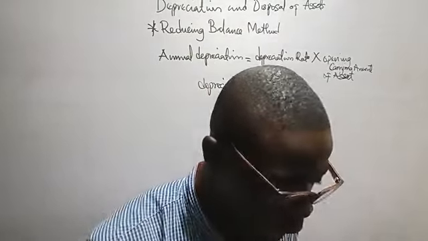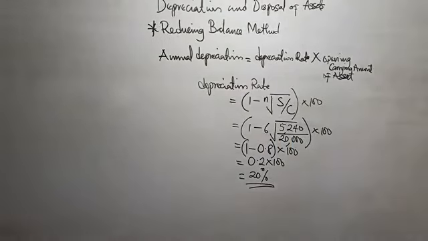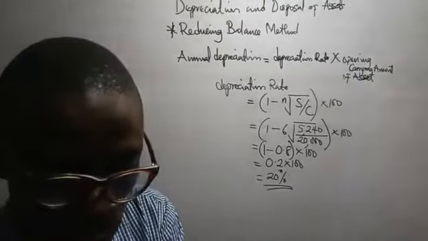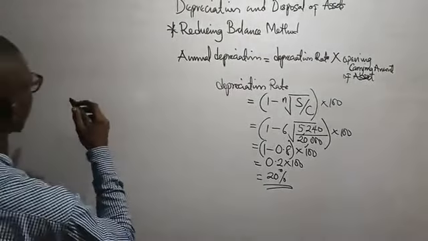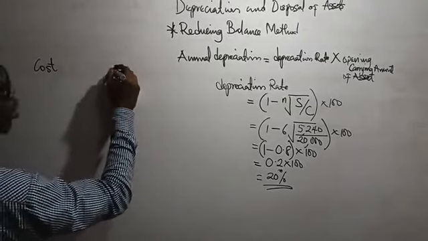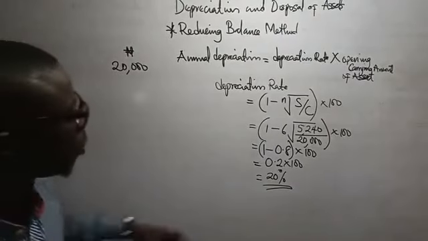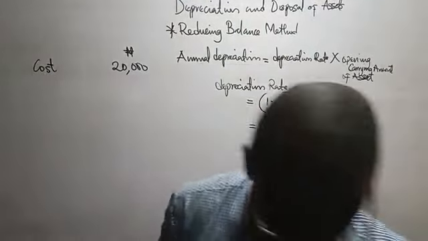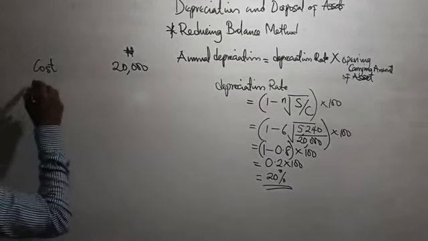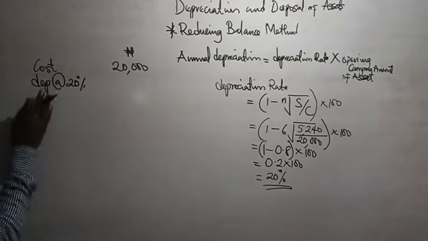Now let's calculate our annual depreciation for each of the years. Am I communicating? The cost of the asset is how much? 20,000, right? Now what's the depreciation rate? The depreciation rate that we have calculated is 20%, right? The depreciation is at 20%.